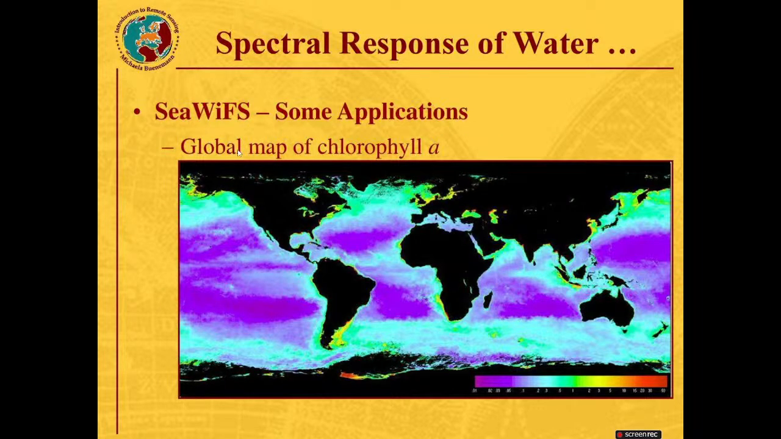Also you can see a global map of the chlorophyll only for the ocean water. We can get the global map of the ocean water from here. And the black is the land surface.